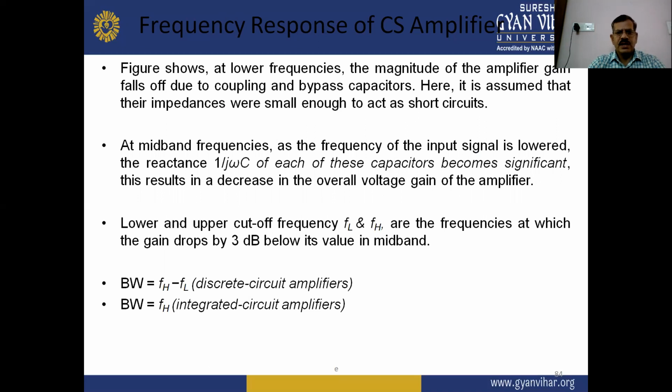At midband frequency, as the frequency of the input signal gets lower, the reactance 1 upon j omega C of each of these capacitors becomes significant. This results in a decrease in the overall voltage gain of the amplifier. Lower and upper cutoff frequencies FL and FH are the frequencies at which the gain drops by 3 dB below its value in midband. Bandwidth equals FH for an integrated circuit amplifier and FH minus FL for a discrete circuit amplifier. So these are the two bandwidths for the discrete circuit amplifier and the integrated circuit amplifier.